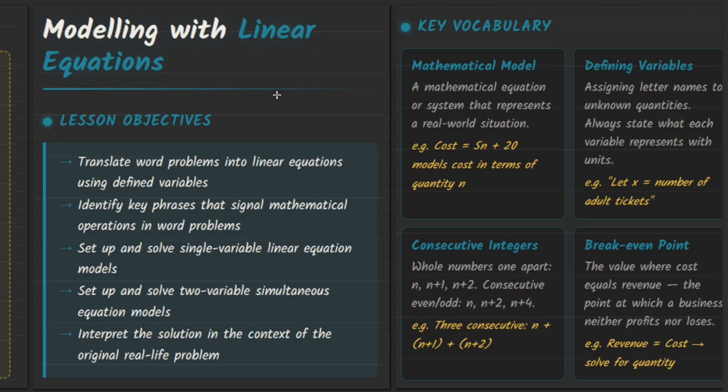In this lesson, we are looking at modeling with linear equations. By the end of this lesson, you should be able to translate word problems into linear equations using defined variables. You should be able to identify key phrases that signal mathematical operations in word problems. You should be able to set up and solve single variable linear equation models. You should be able to set up and solve two variable simultaneous equation models, and finally interpret the solution in the context of the original real-life problem.